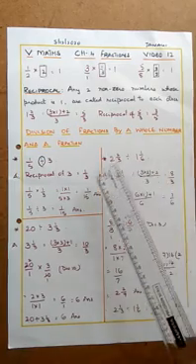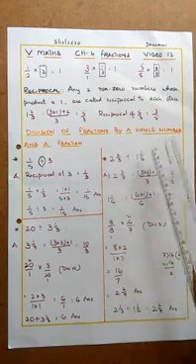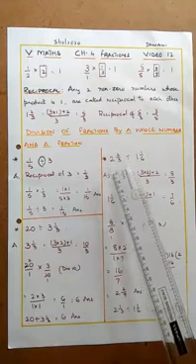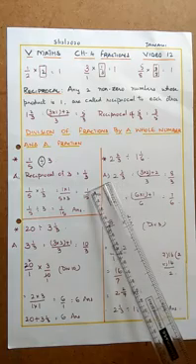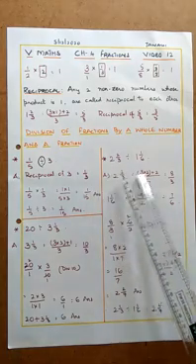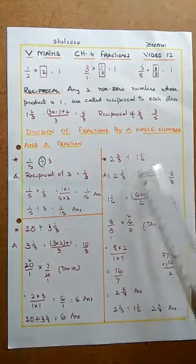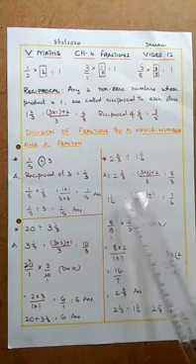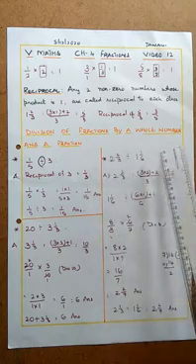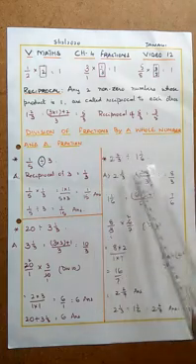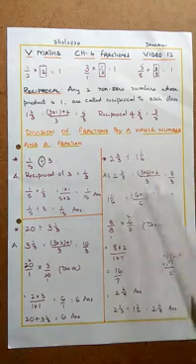Now let us take two mixed fractions. 2 2 by 3 divided by 1 1 by 6. So now first convert 2 2 by 3 into an improper fraction. 2 3s are 6 plus 2, 8 by 3. So 2 2 by 3 is 8 by 3. And 1 1 by 6: 6 1s are 6 plus 1, 7, 7 by 6. So now we have converted both the mixed fractions into improper fractions. So 2 2 by 3 is 8 by 3, divided by 1 1 by 6, which is 7 by 6.